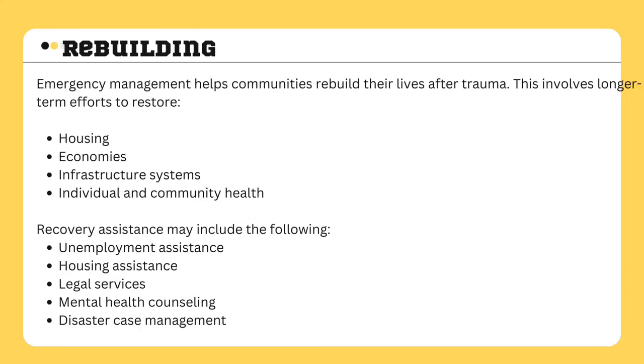So last is the rebuilding. Emergency management helps communities rebuild their lives after trauma. This involves long-term efforts to restore housing, economics, infrastructure systems, and individual and community health. Recovery assistance may include the following: unemployment assistance, housing assistance, legal services, mental health counseling, disaster case management.